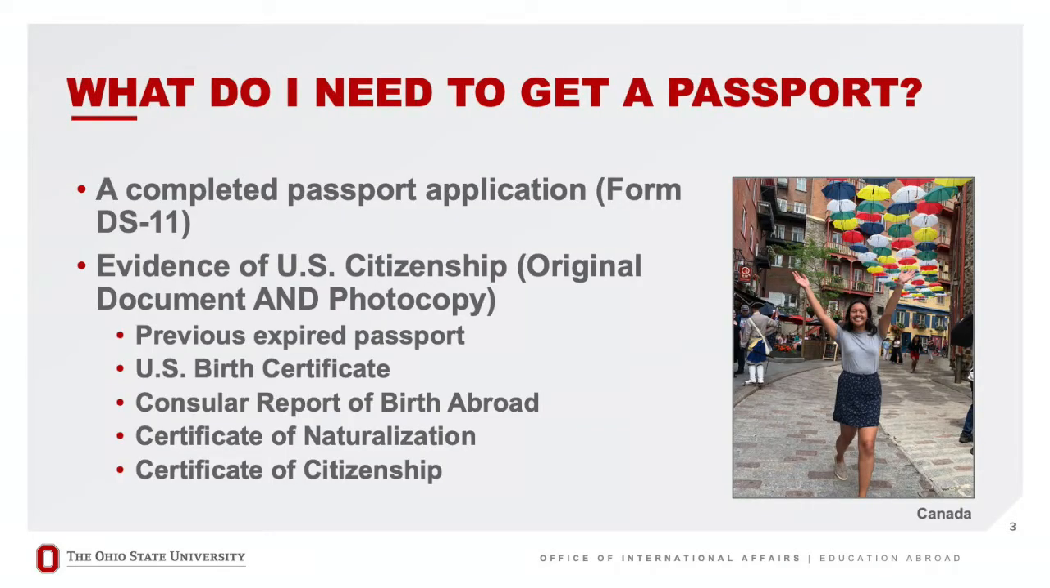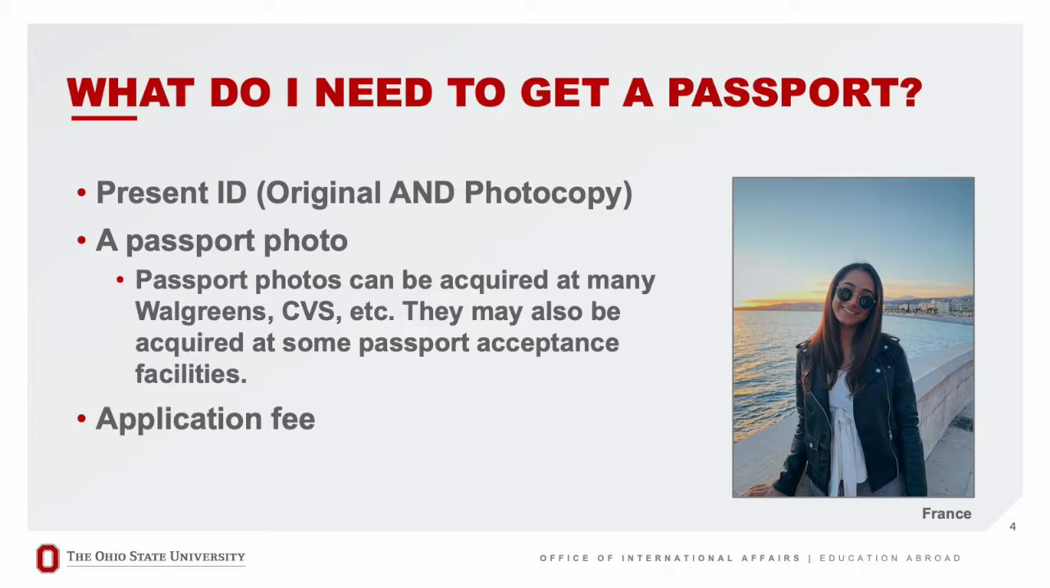In order to apply for a passport, you will need a completed passport application form. Secondly, you will need evidence of U.S. citizenship, which might include a previous expired passport, U.S. birth certificate, consular report of birth abroad, certificate of naturalization, or certificate of citizenship. You will also need your present ID card or driver's license and a passport photo. Finally, when you submit your application, you will also need to pay an application fee.